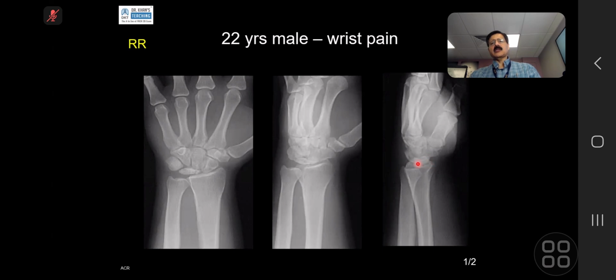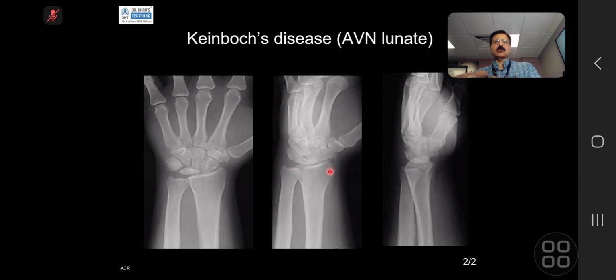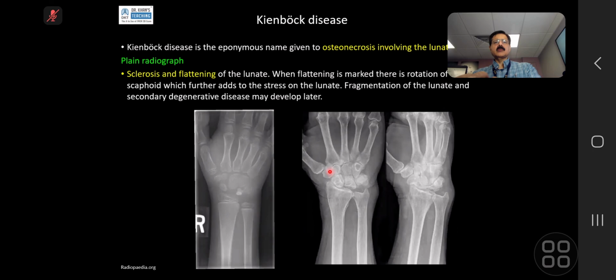Please remember that three bones are in one line on a lateral wrist X-ray. One is the radius, then the lunate, and the capitate sits in this cup, which is the cup of the lunate. And you can see that the lunate is compressed, it is sclerotic. So this is known as Kienbock disease. Osteonecrosis of the lunate, sclerosis and flattening. And this is another example, and another example, and another example.